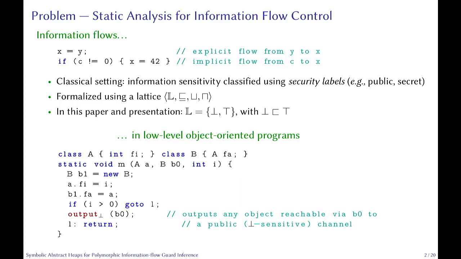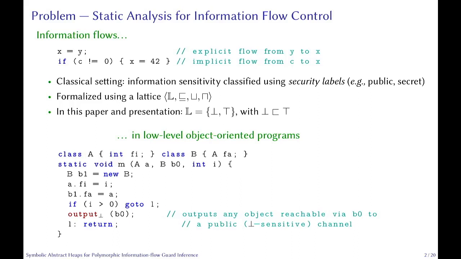Information flow in low-level object-oriented programs is even more complicated to analyze because, typically here you have a Java program allocating a few things on the heap. The heap may have infinitely many objects, and you have to track aliasing, etc.